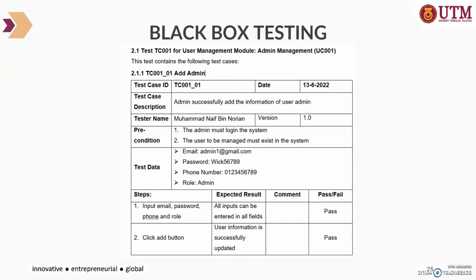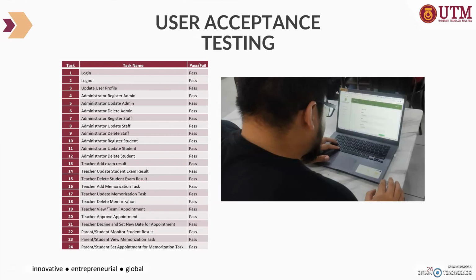The testing that has been done in the system development: the first one is black box testing, which checks all the functions to ensure that they run as expected. This is an example of test case 001, which is for the admin. The next testing is user acceptance testing, or UAT, which has also been done. This testing is done with the end user, to check whether the system can satisfy the user or not.